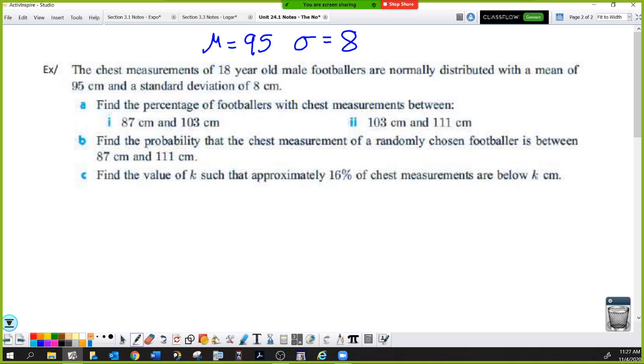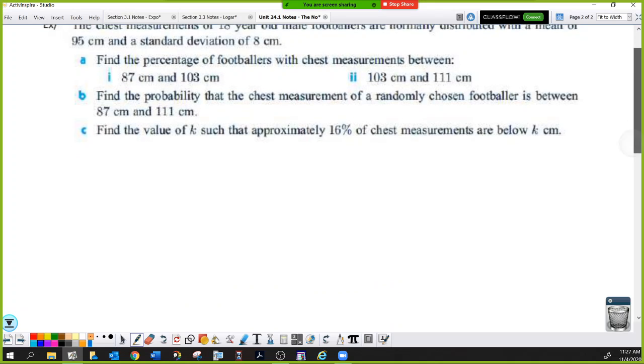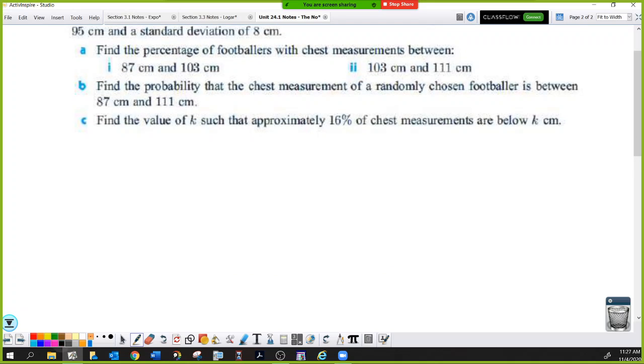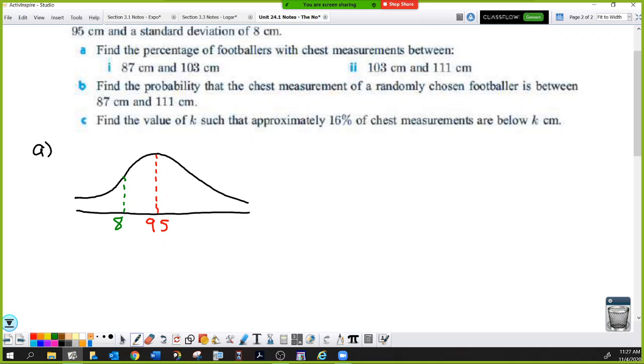You would be surprised how often drawing a bell curve, one, helps, and two, gets you some points. So here's part A. Let's draw ourselves a quick little bell curve. It doesn't need to be perfect. We're not artists here. We have the mean right down the middle at 95. We've been asked to go down to 87 and up to 103. So here's 87. Here's 103. I did my best to be symmetric.